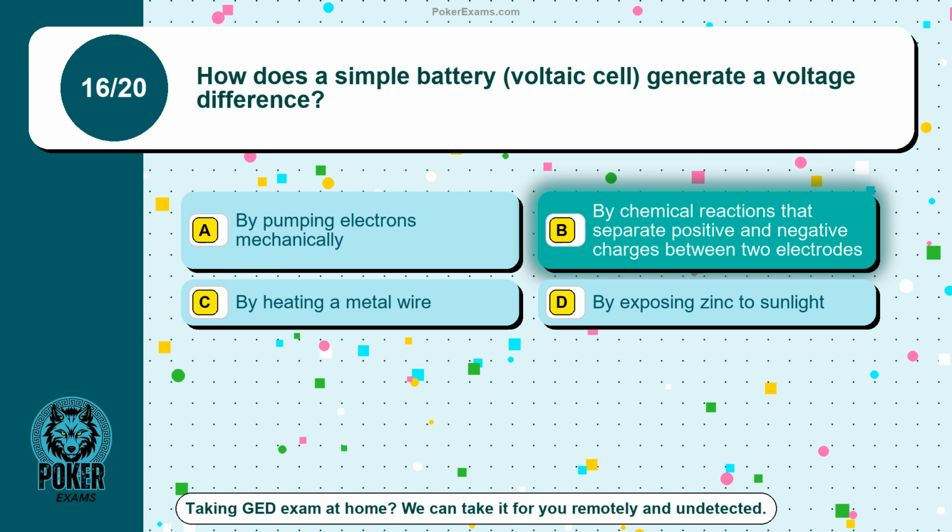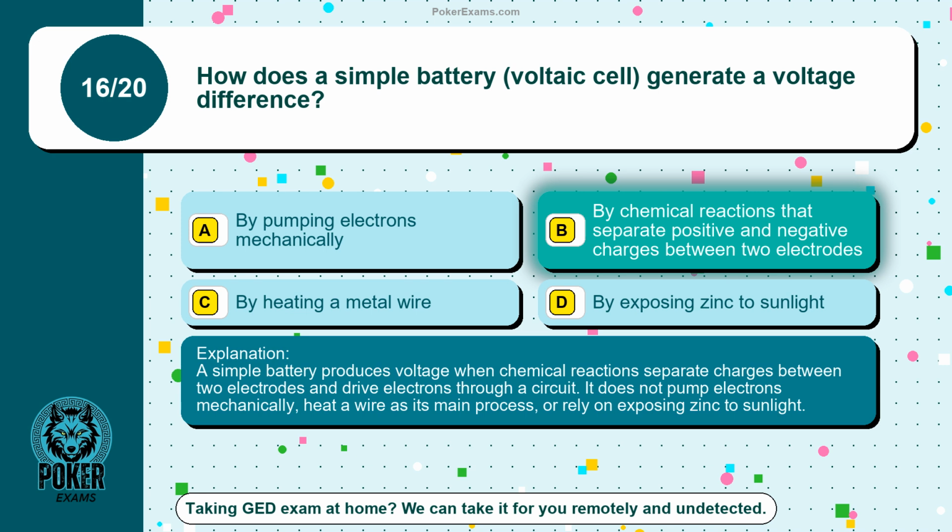The correct answer is option B. By chemical reactions that separate positive and negative charges between two electrodes. A simple battery produces voltage when chemical reactions separate charges between two electrodes and drive electrons through a circuit. It does not pump electrons mechanically, heat a wire as its main process, or rely on exposing zinc to sunlight.